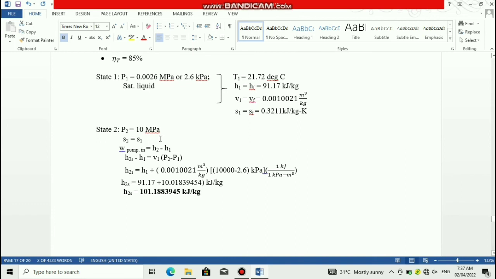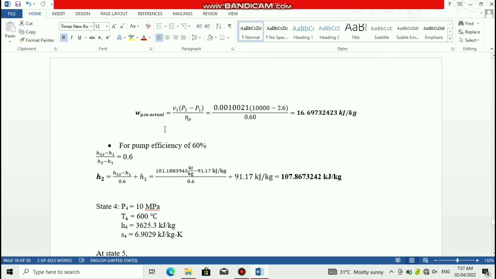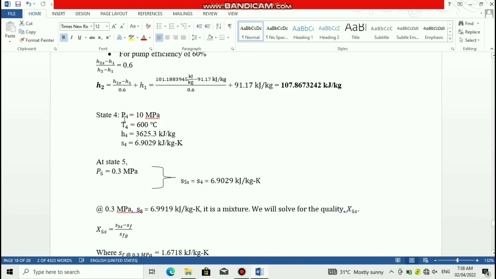At state 2, pressure is 10 megapascal, then S2 equals S1, which is 0.3211. So we calculate for the H2S, we get 101.1883945 kilojoules per kilogram. Then we get the work of the pump in actual, 16.16732423 kilojoules per kilogram. Using the pump efficiency of 60%, we can get the H2, which is 107.8673242 kilojoules per kilogram. At state 4, pressure is 10 megapascal, then temperature 600 degrees Celsius. We can get the values of H4 and S4.